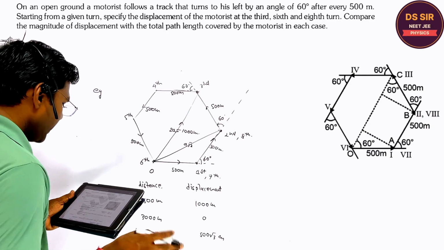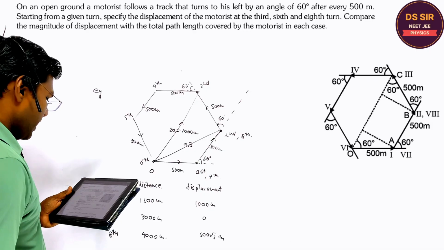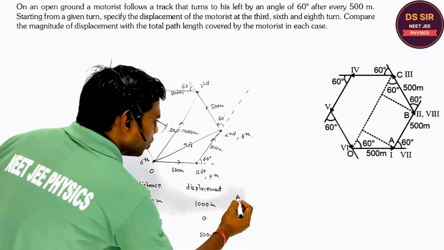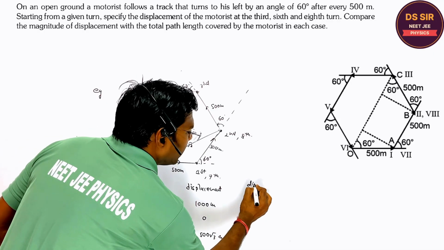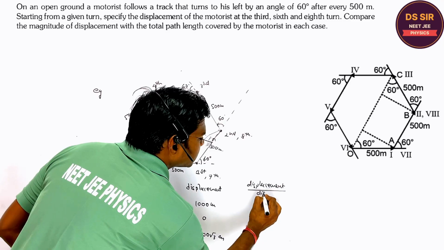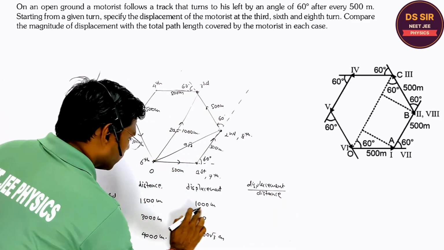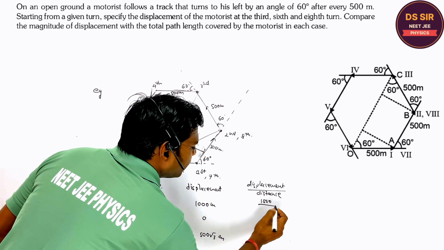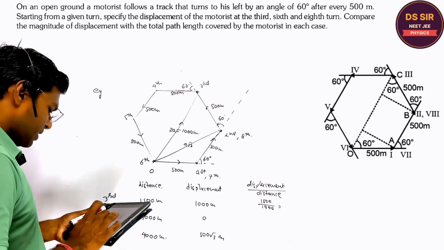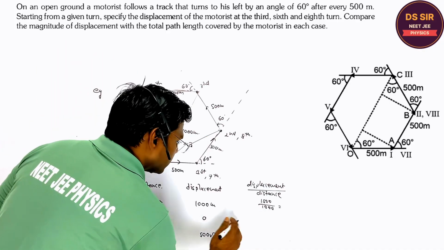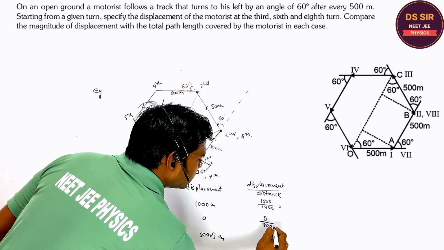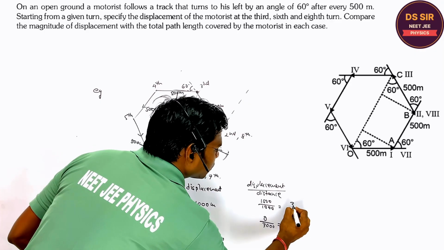Compare the magnitude of the displacement and the total path covered by the motorcycle in each case. They are asking to compare the magnitude of the displacement, so we have to divide it by the distance. In each case, for this case, 1000 upon 1500, right? This is the answer. And here it is what? 0 upon 3000, right? It is 0.